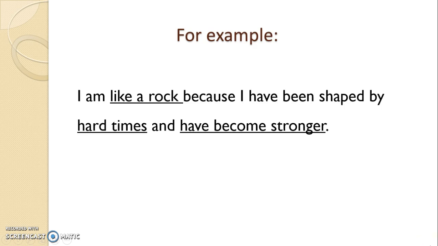Here we have another example. It reads, I am like a rock because I have been shaped by hard times and have become stronger. Keep in mind that this is not exactly the KISS method verbatim, but you see the structure still playing out here. The speech topic being that this person is like a rock, so they obviously picked the object analogy approach. And then hard times, main point 1, and how those hard times made them stronger will be explained in main point 2.